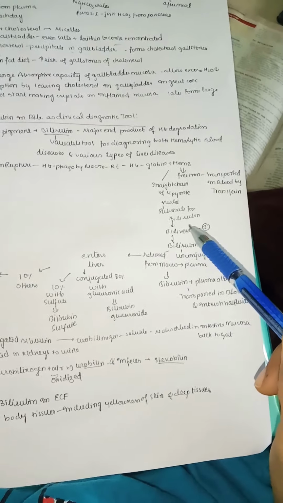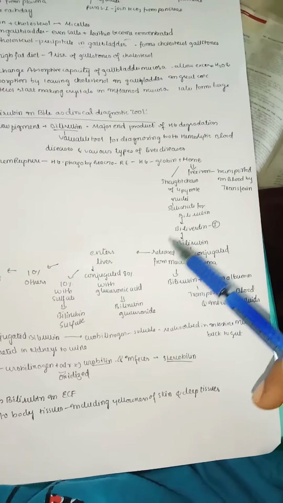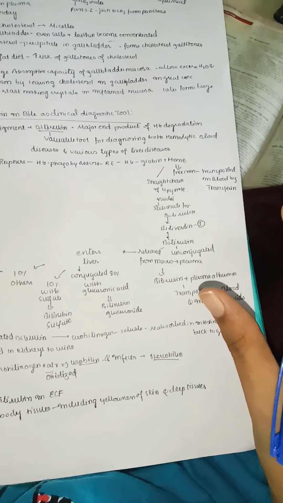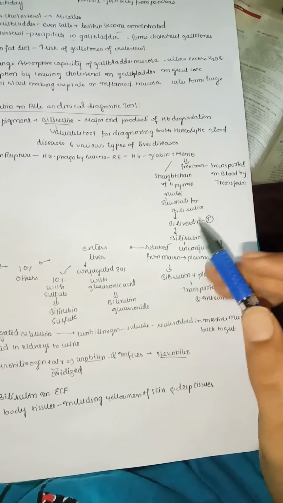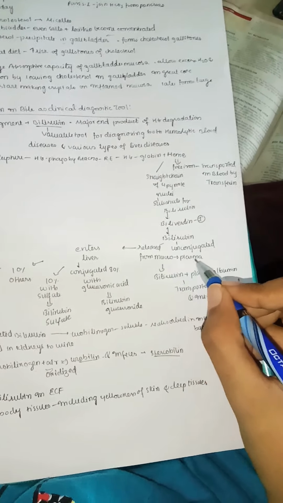And this bilirubin next converts into biliverdin, which is a first form product, and this biliverdin finally forms bilirubin. This bilirubin is unconjugated. Unconjugated means it is not added with anything, so it is called unconjugated form. This is mainly released from the macrophages into the plasma.